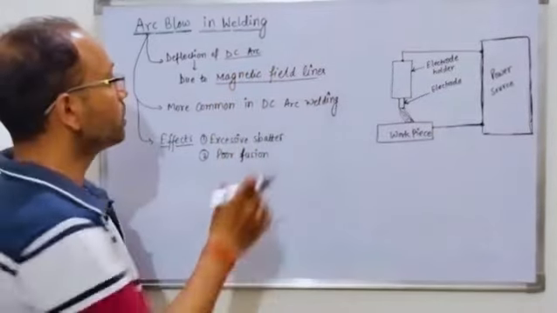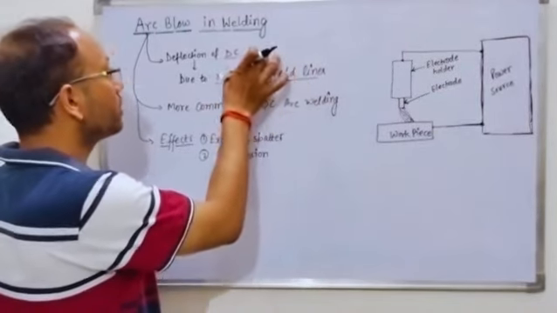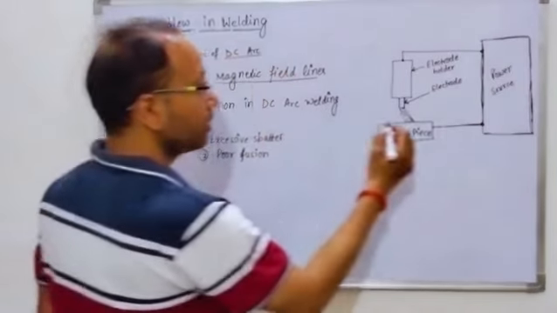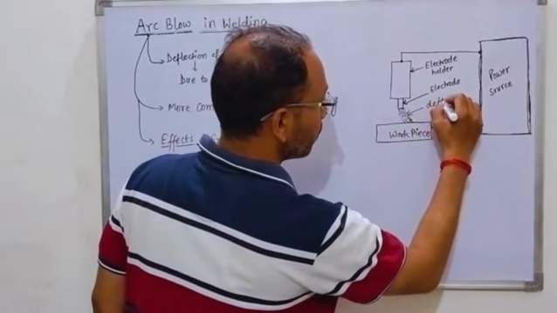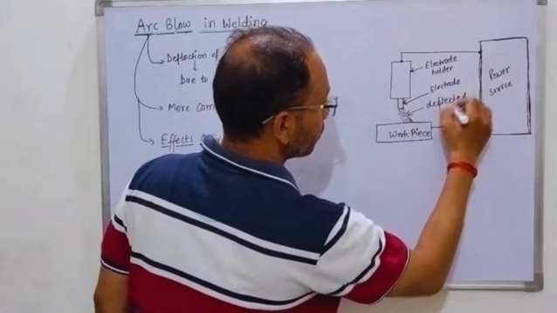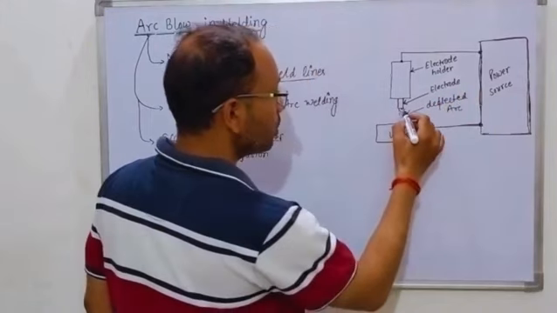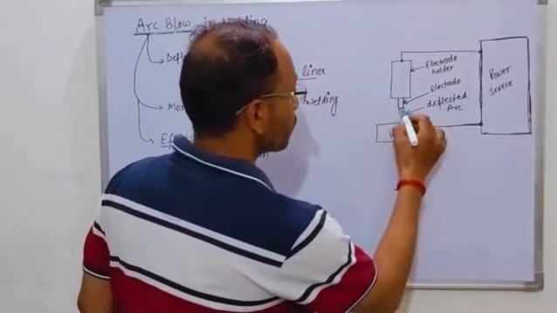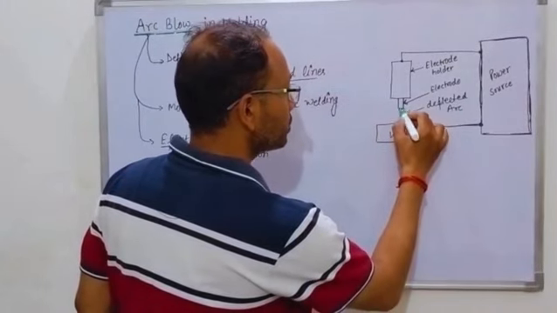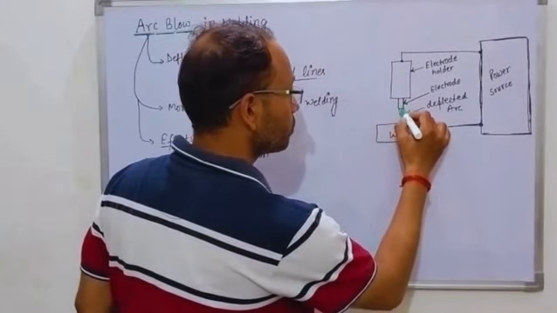field lines. These magnetic lines will deflect this current, this arc, right? This is a deflected arc. Actually, the arc will be straight ideally. This will be straight.